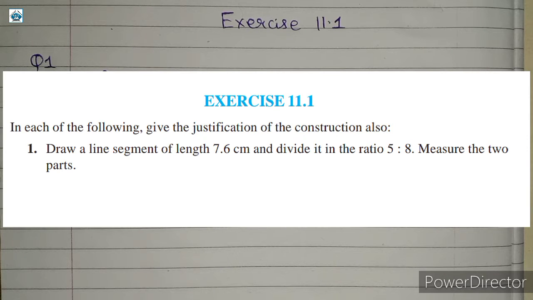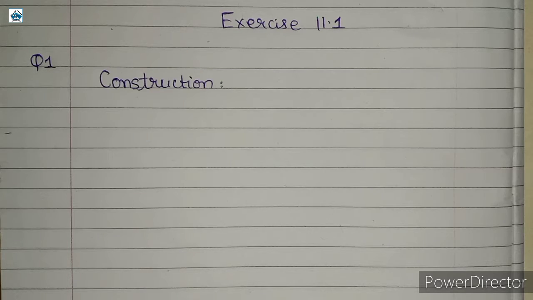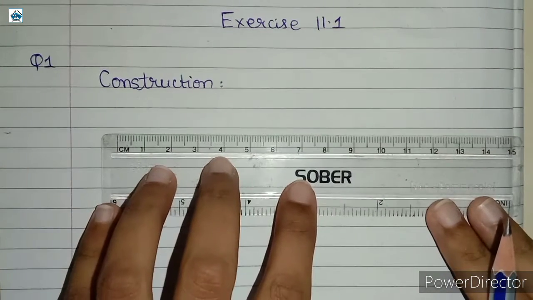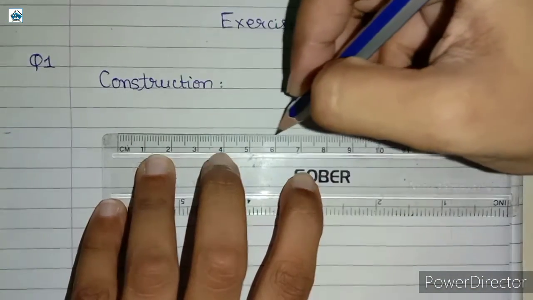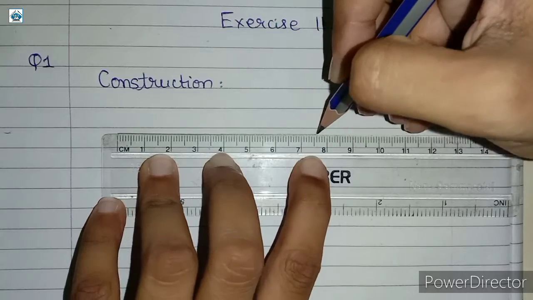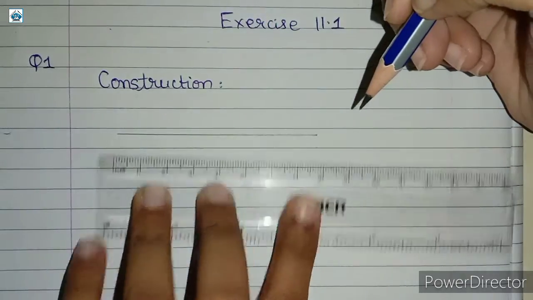Question number 1. Draw a line segment of length 7.6 centimeter and divide it in the ratio 5:8. Measure the two parts. According to the question, you need to draw a line segment of length 7.6 centimeter, and that is going to be our first step. So, using scale and pencil, let us draw a line segment that measures exactly 7.6 centimeter, like so.